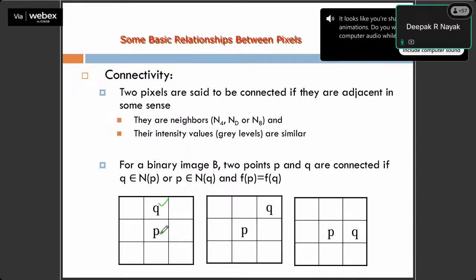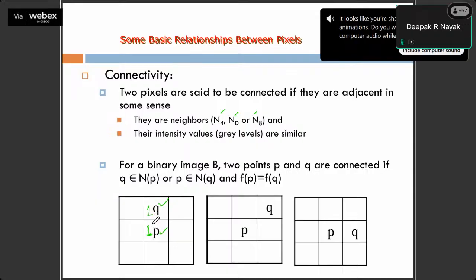Either P and Q are neighbors, they can be any type of neighbors, N4P, NDP or N8P. Either they are the 4 neighbors, diagonal neighbors or 8 neighbors, and the intensity values are the same. There are two conditions here. They must be neighbors, and the intensity value should be the same. For simplicity, I'm taking a binary image where this value is 1, this value is 1. So I can say these two are connected.